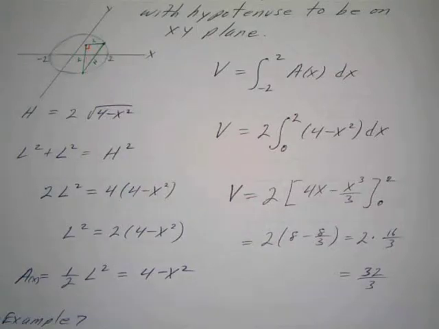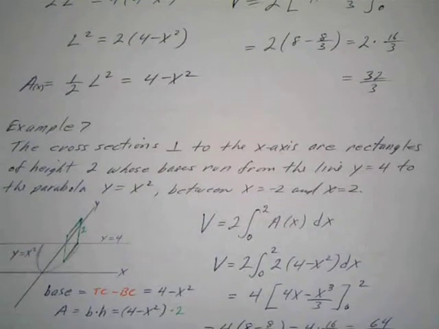And that was good old example 6D. Okay? Now we're going to do some. Now all these have been with respect to x. Now we're going to do some with respect to y.